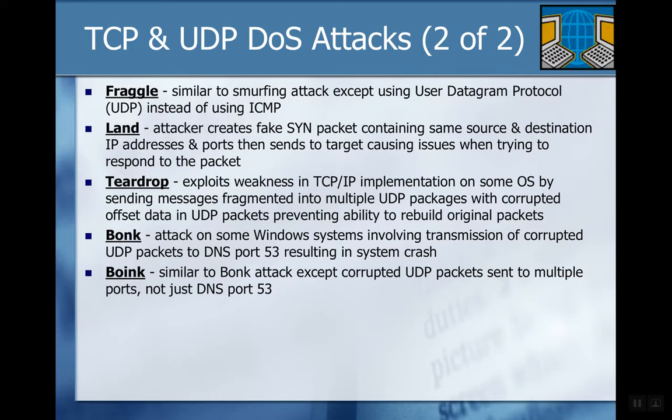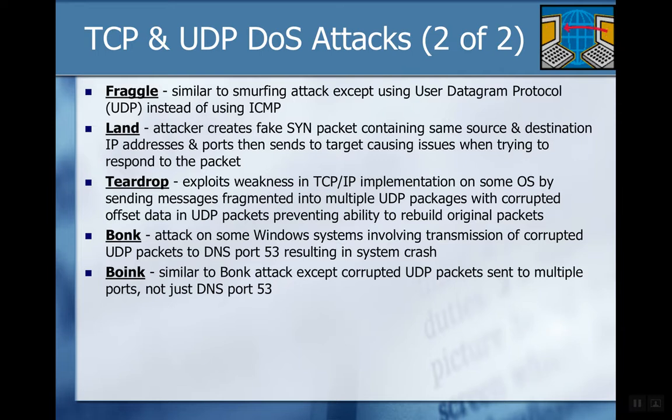Don't forget, on a network a packet is simply a collection of data, so you can create a fake packet and put it onto the network, just changing the fields, the content of the source, the destination, the port, things of that nature. Teardrop is a fragmentation type of attack. Bonk is specifically on Windows, basically sending modified UDP packets to the DNS port, which will then result in a system crash.